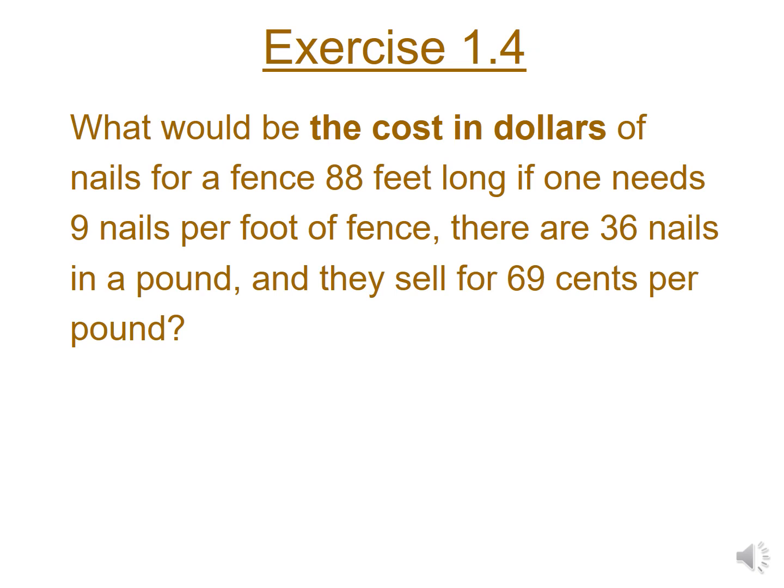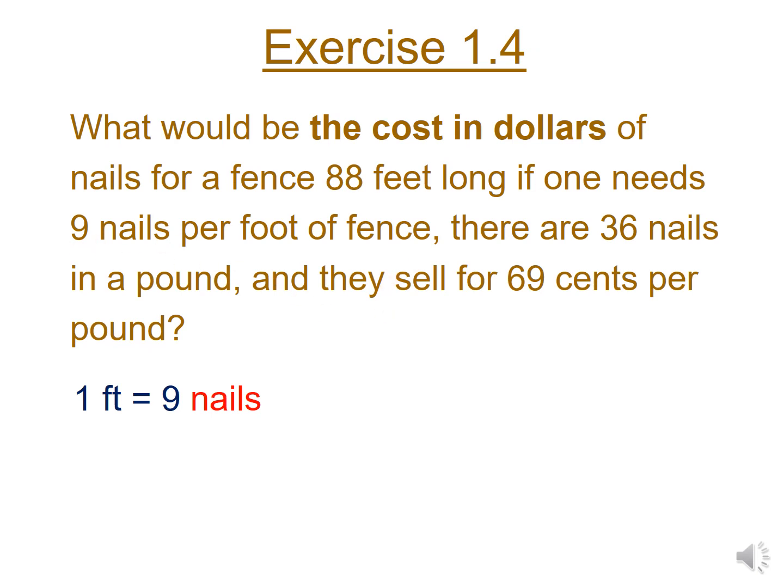And so we have to find a continuous path that goes from feet to dollars. And this entails setting up a series of equivalent statements. So let's see what we can do. For instance, we can equate 1 foot of fence to 9 nails. So we can say that 1 foot is equivalent to 9 nails. This is from the first statement here.